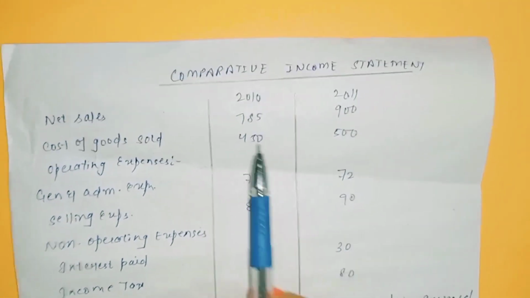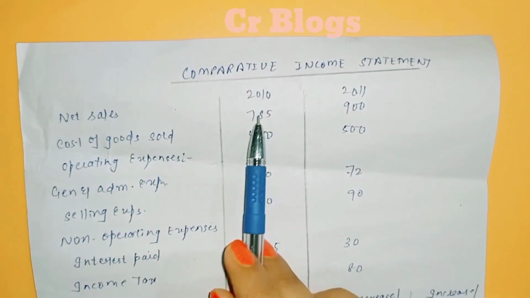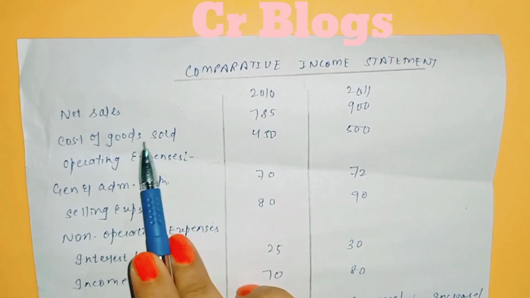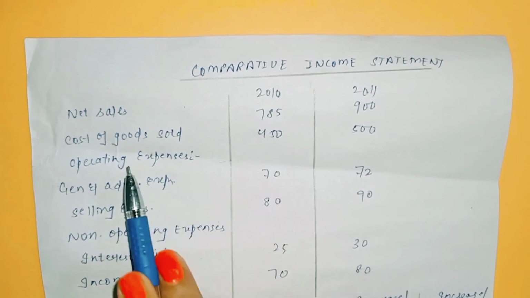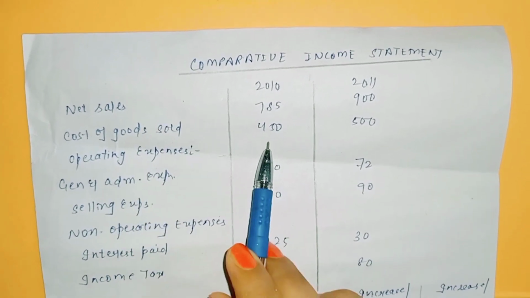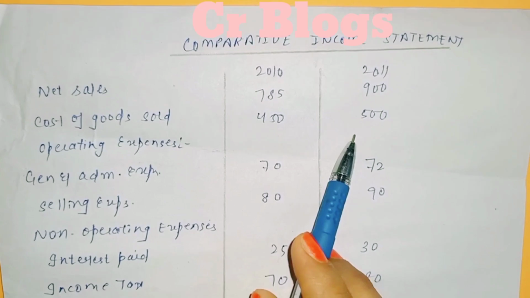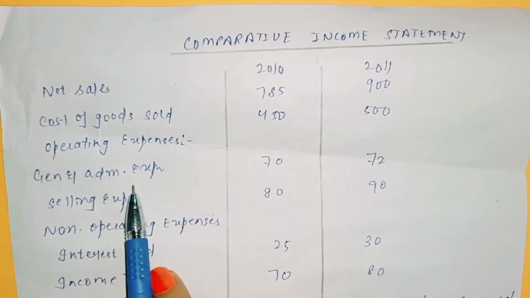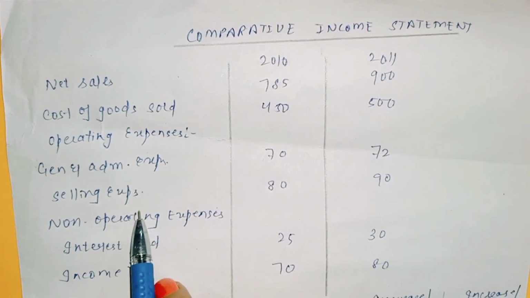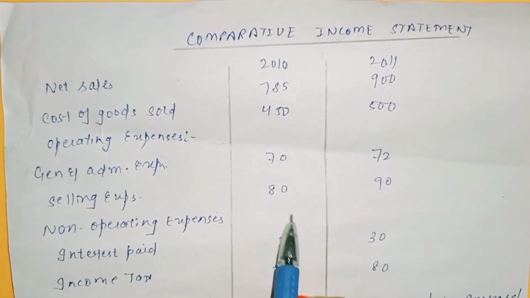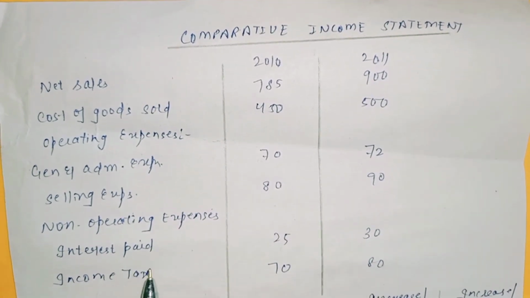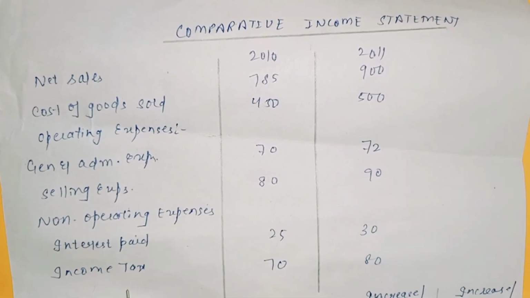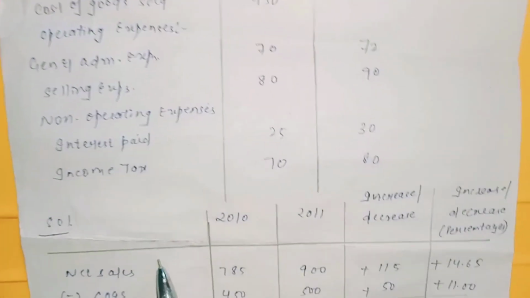This is our question. Here net sales is given for the 2 years, that is 785 and 900. Then there is cost of goods sold, that is 450 for 2010 and 500 for 2011. Then there are operating expenses, that is general and administration expenses and selling expenses for 2 years. Then there are non-operating expenses, that is interest paid and income tax. Let us come to the solution.